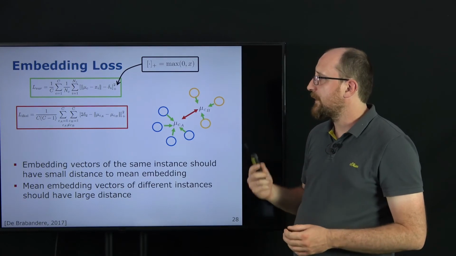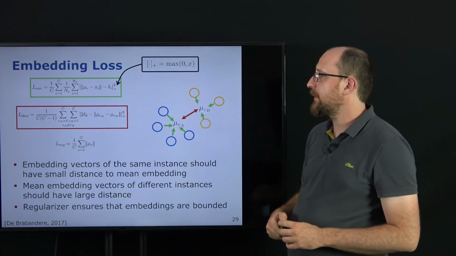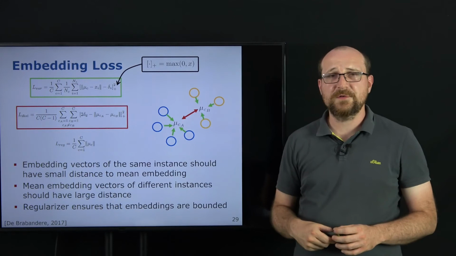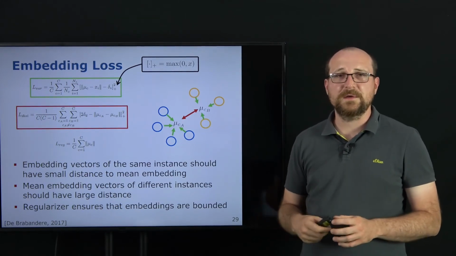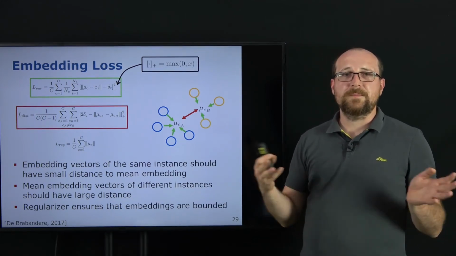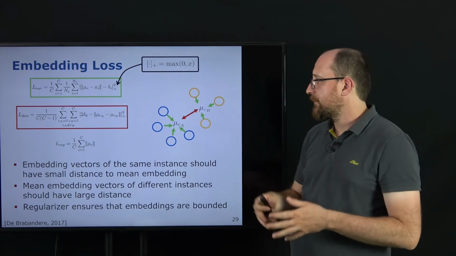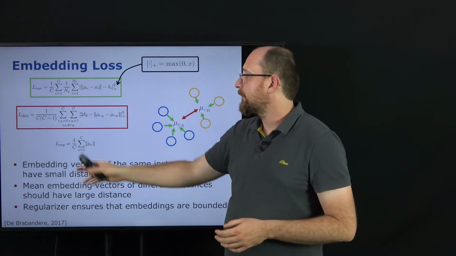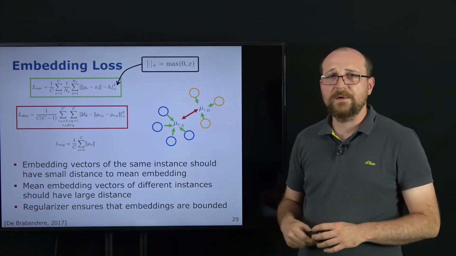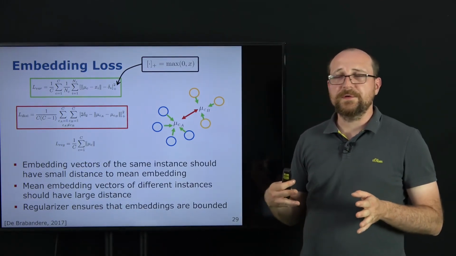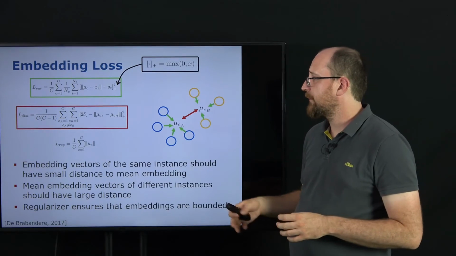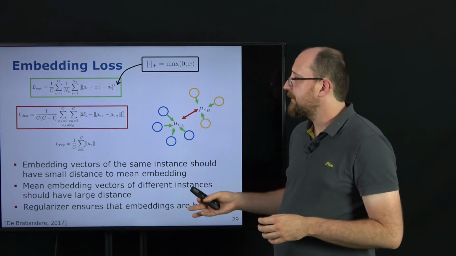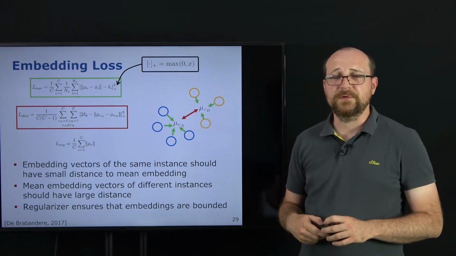And another part that was then added to the loss is a regularization, so that we are not getting the embedding vectors spread over the whole space, but we want to have them close to the center, so that we get in the end bounded embedding vectors.